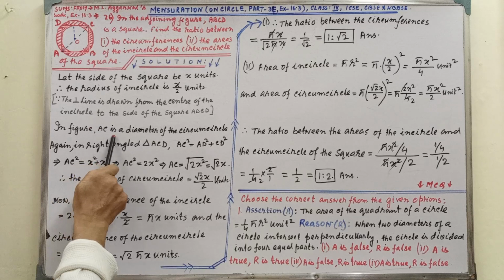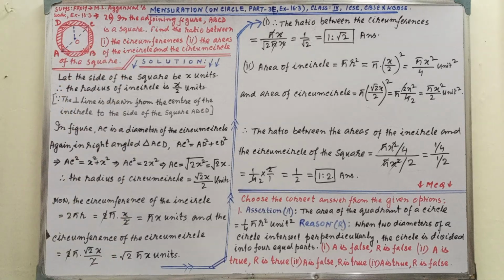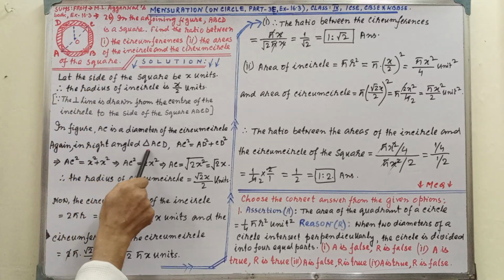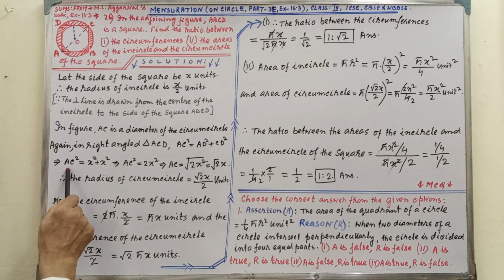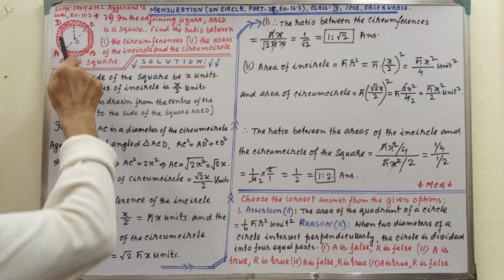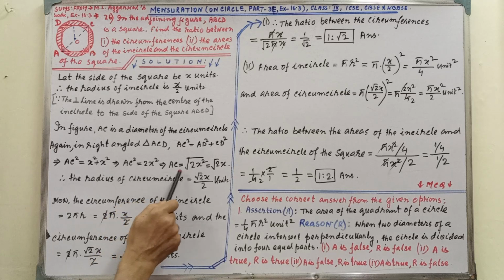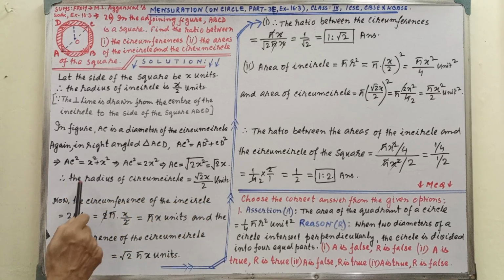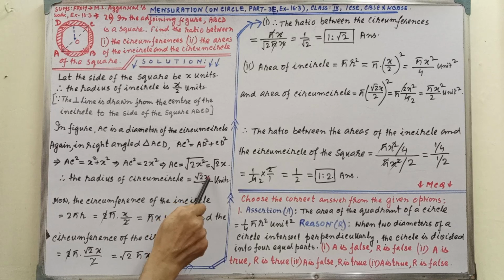In the figure, AC is a diameter of the circumcircle. Again, if it is a diameter, then it is a right angle. In right angle triangle ACD, AC square equals AD square plus CD square by Pythagoras theorem. AC square equals x square plus x square, because the sides of the square we have considered x. Then AC square equals 2x square, AC equals root over 2x square, that is root 2 x. The radius of the circumcircle is half of AC, so root 2 x by 2 units.